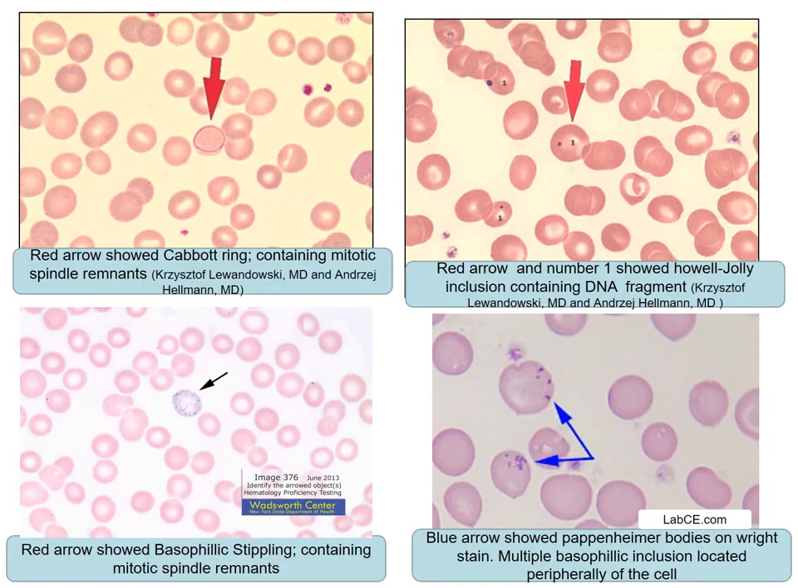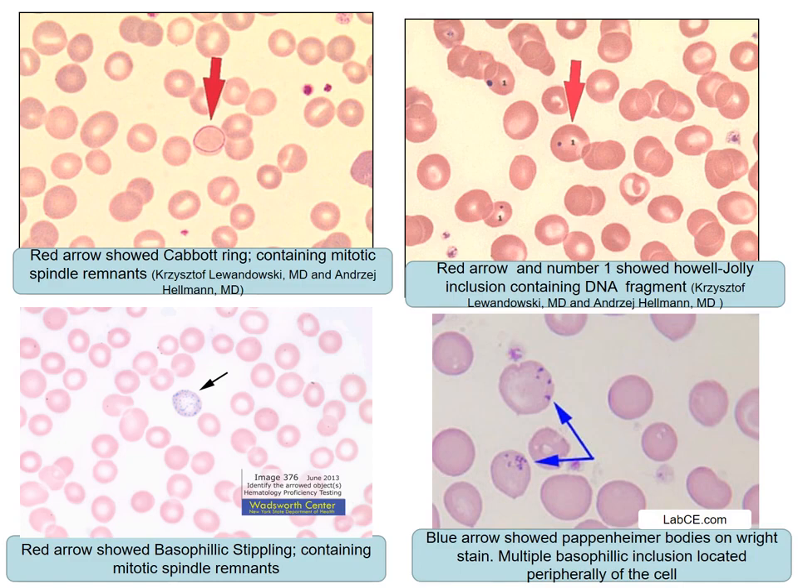In the first picture, the red arrow shows a Cabot ring, containing mitotic spindle remnants. In the second picture, the red arrow and number 1 show a Howell-Jolly inclusion containing DNA fragments. In the third picture, the red arrow shows basophilic stippling, and in the last picture, the blue arrow shows Pappenheimer bodies on Wright stain.